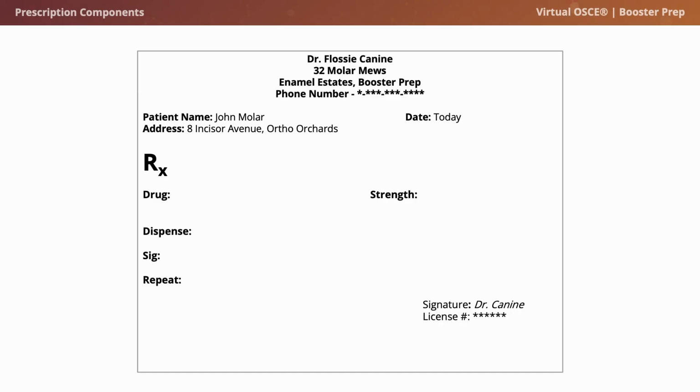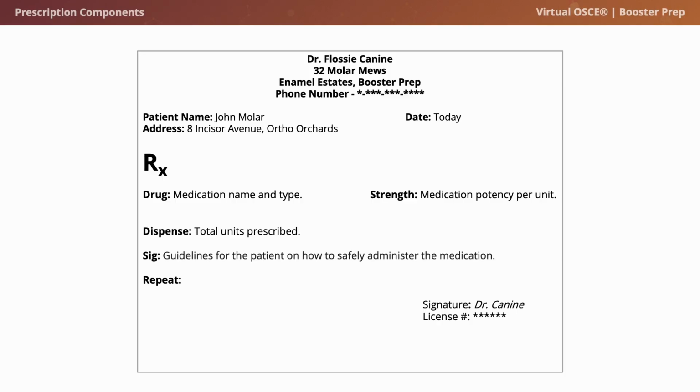And so here we see the medication, so the drug. So this is the name and type of medication. We also see the strength, the potency per unit of the medication that is prescribed. Dispense is the total units that are prescribed. And so how many units of a specific drug you're going to be giving in this prescription. So how many tablets, how much volume, for example. SIG. So SIG indicates the instructions that you're giving the patient as to how they're going to take this drug safely and effectively. And repeat is the refill permission and limit that you're giving the patient.